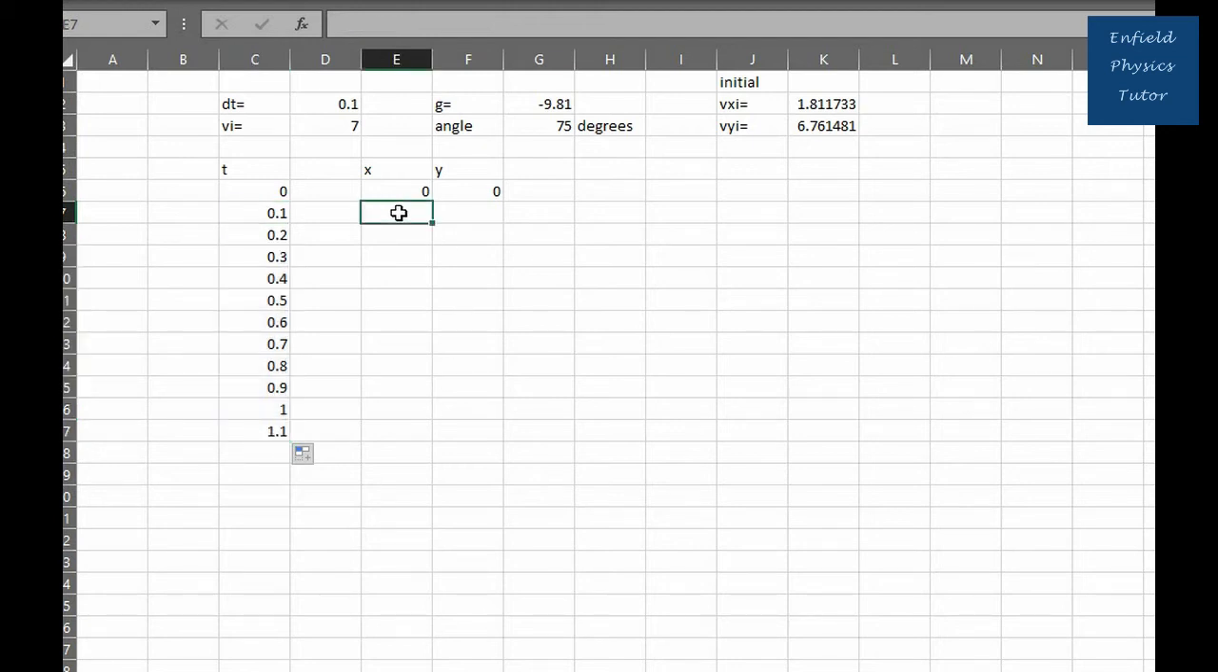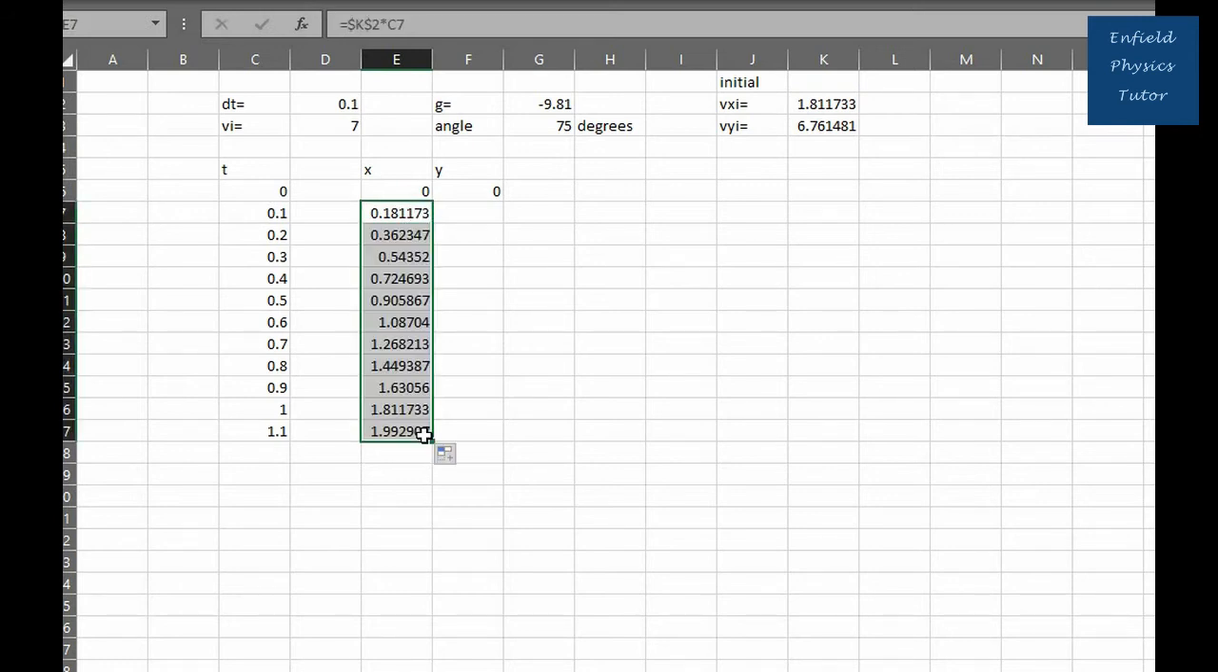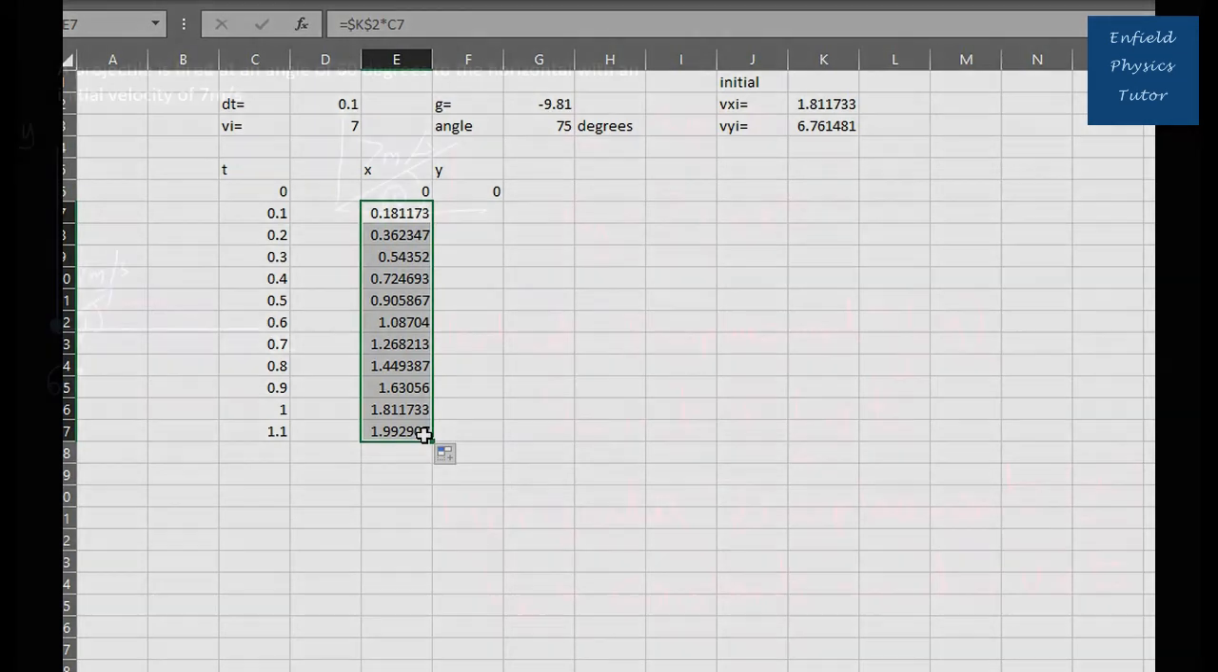Now it's time to look at the X axis. Remember, we said that this was simply going to be a case of multiplying the initial velocity, which is the cell K2 at the moment, and make that a fixed reference. Press F4 to get the dollar signs, and then multiply that by the value for T, which is that column there. Hit return, drag the formula down just like before, and you can clearly see there that the X columns is going up in regular steps.